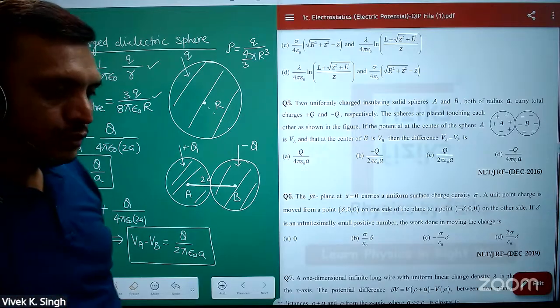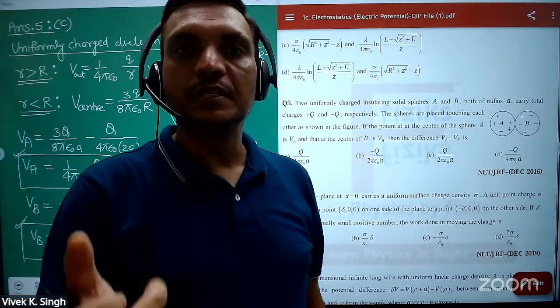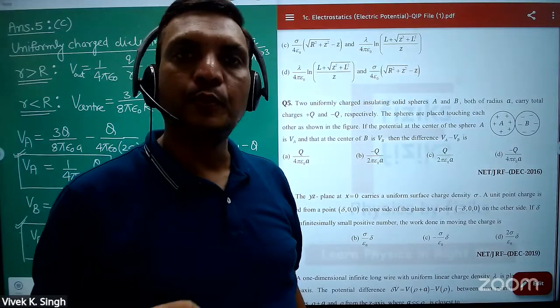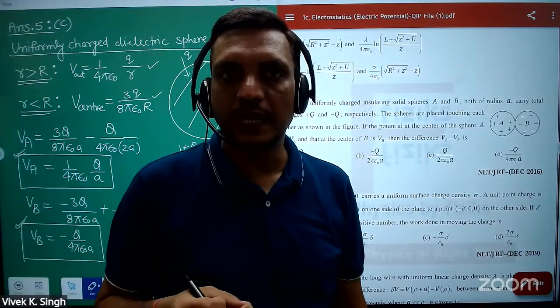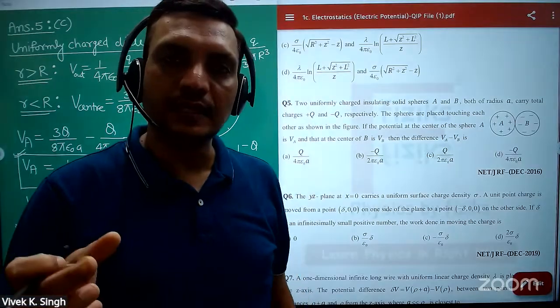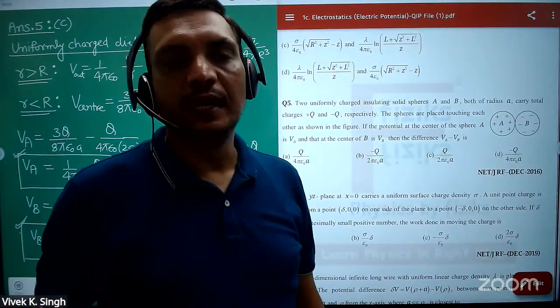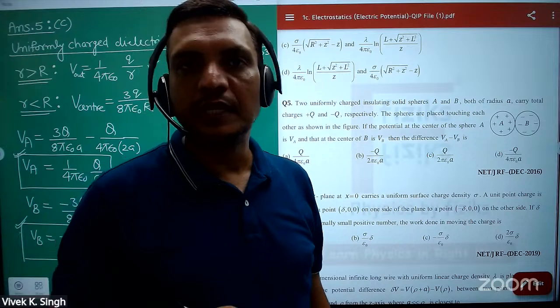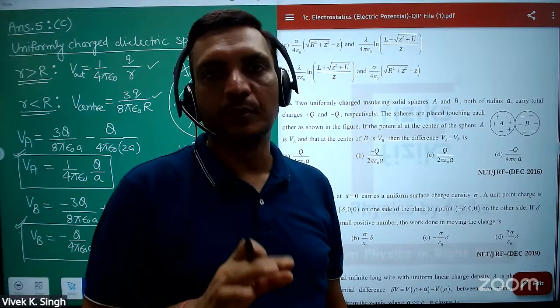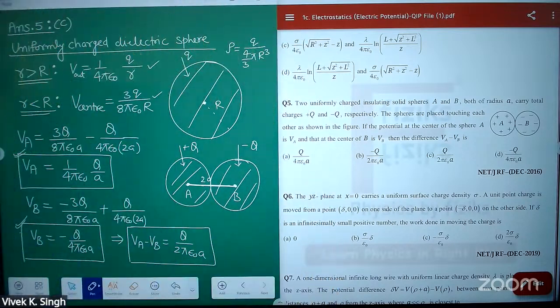So at least you should remember the field due to a uniformly charged dielectric sphere and the potential due to a uniformly charged dielectric sphere, because these are standard results and you have to apply them. Otherwise, you have to derive it and it will take some time. So standard results you have to remember. Please note it down.